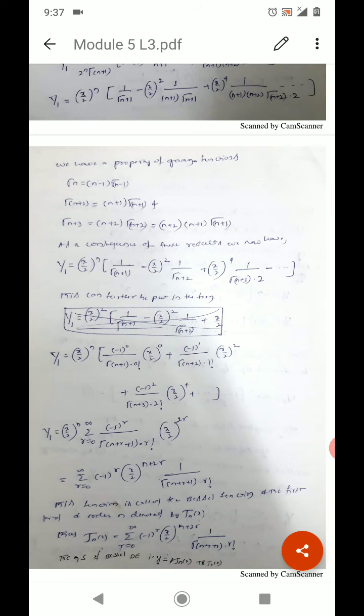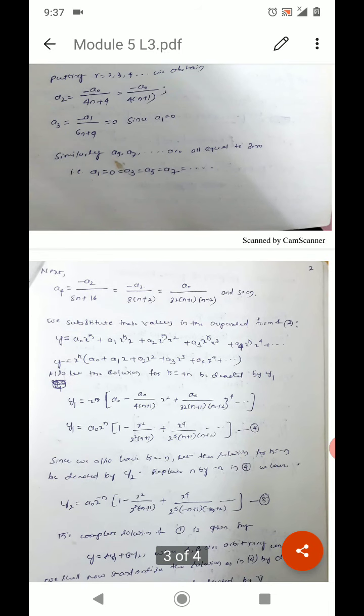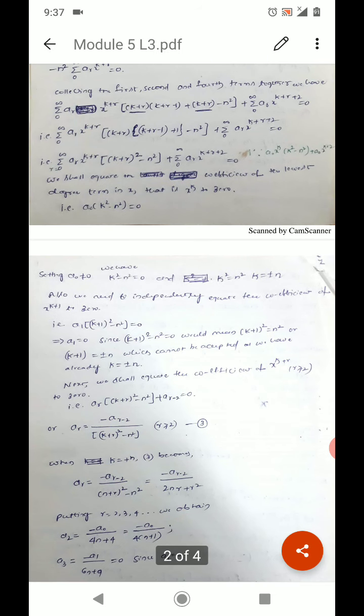So this is a standard derivation and it is very important. Please keep practicing.